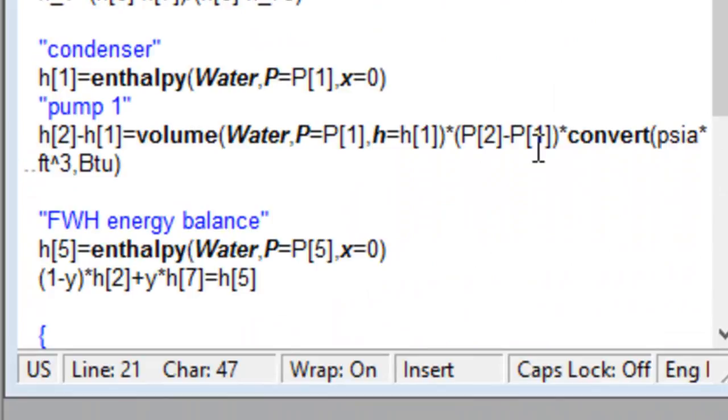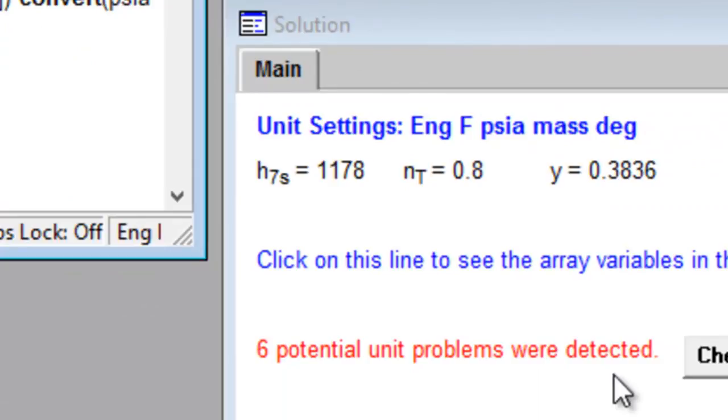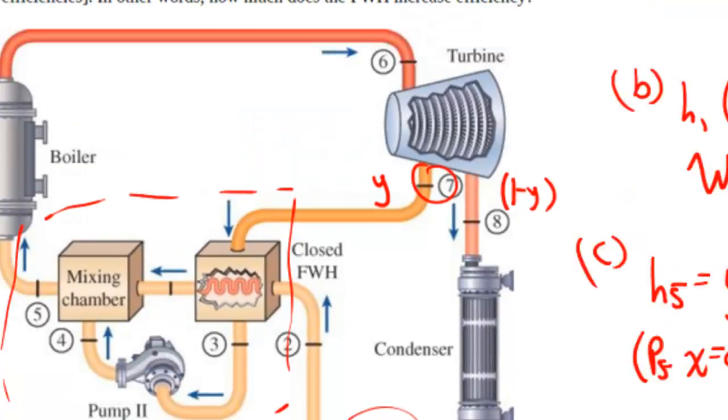So here's my equation. I just have EES look up my value of enthalpy. It's that of a saturated liquid at H5, and then my energy balance for y, and y is about 38%. All right, so let's go ahead and go down to our next part.